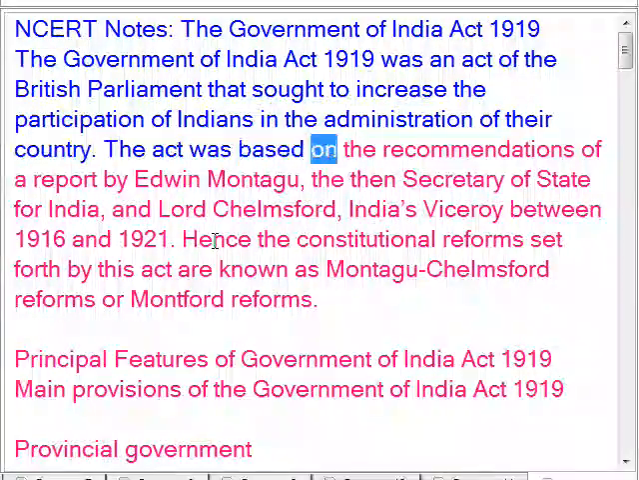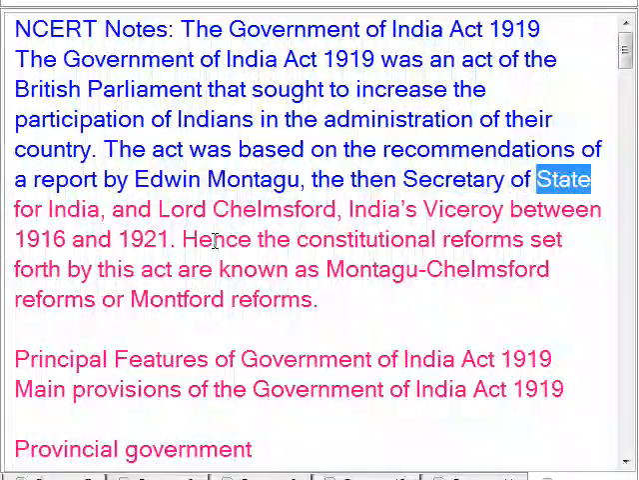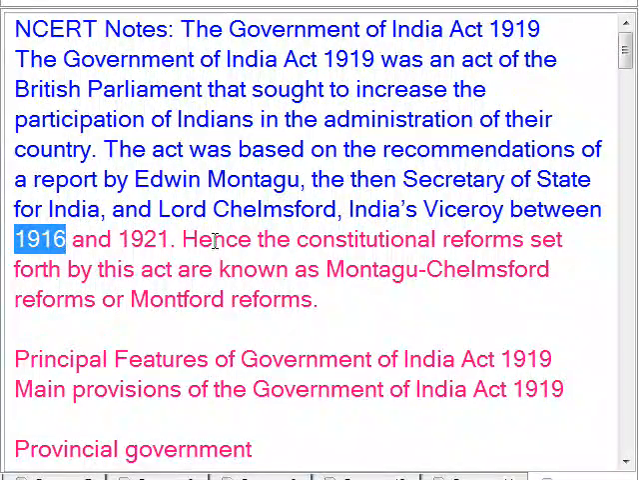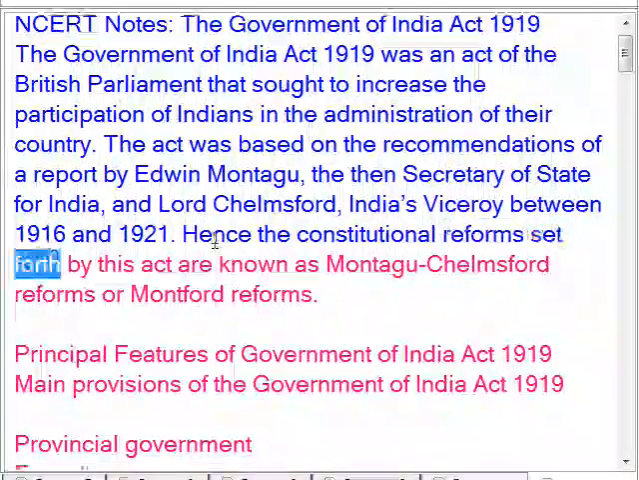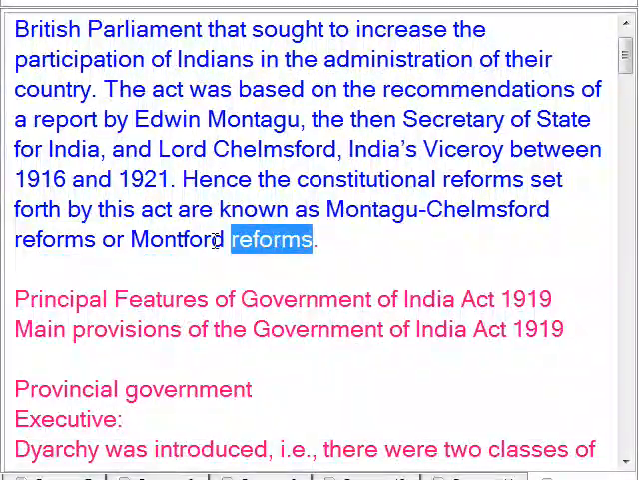The act was based on the recommendations of the report by Edwin Montagu, the then Secretary of State for India, and Lord Chelmsford, India's Viceroy between 1916 and 1921. Hence the constitutional reforms set forth by this act are known as Montagu-Chelmsford reforms or Montford reforms.